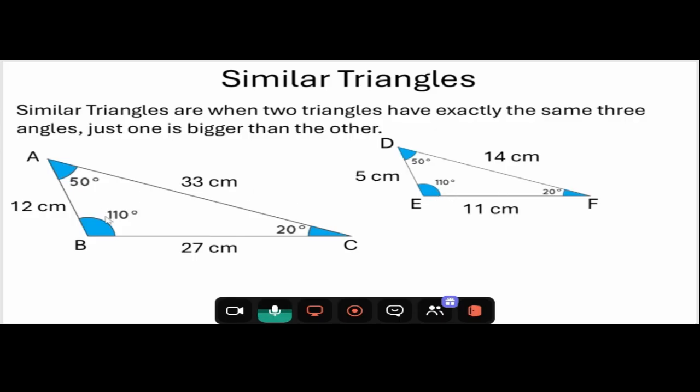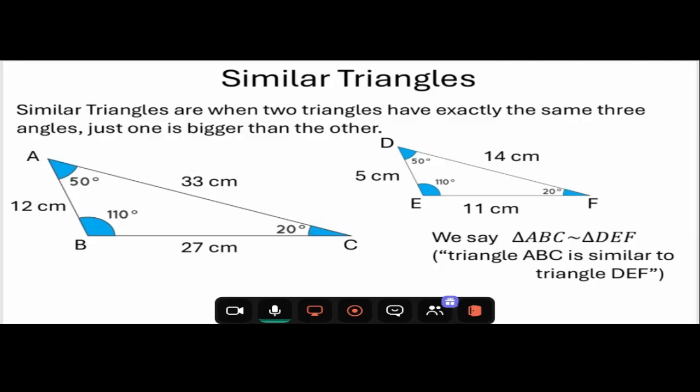So here, both of these triangles have angles of 50 in red, 20 in blue, and 110 in orange. So all three angles match, even though this triangle is definitely bigger than that triangle looking at the measurements. The notation we use for this, as we say triangle ABC is similar to triangle DEF, and we use this little symbol there. So you see we use the triangle sign, triangle ABC, similar to triangle DEF.